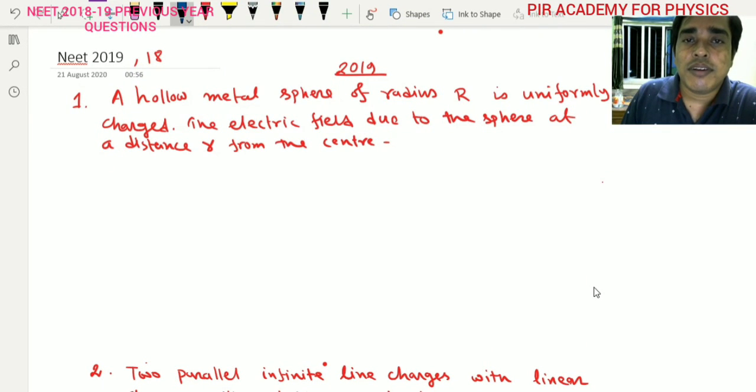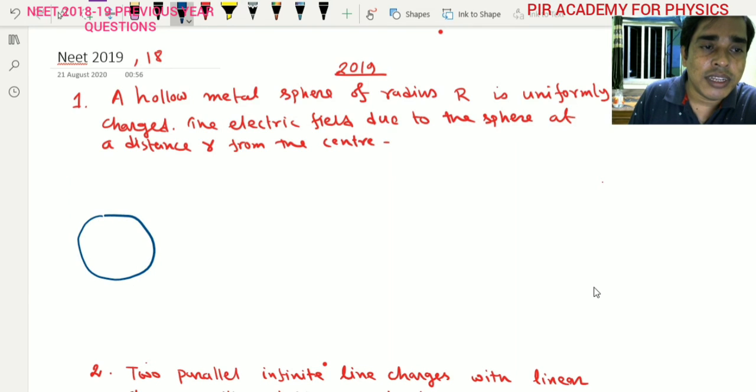Hello students, today we will discuss the previous year NEET questions. Here you see that in 2019 there are three problems on electrostatics. Number one, a hollow metal sphere of radius r. So suppose this is a hollow metal sphere of radius r.